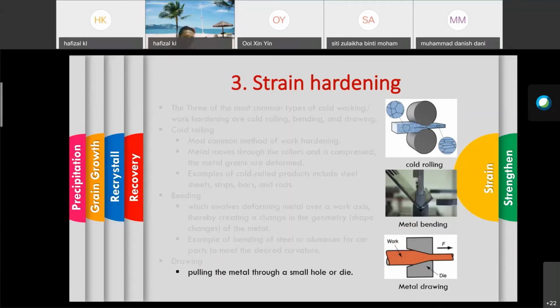Okay, this one is related to the pulling of metal through a small hole or die. In this case we have a steel bar or aluminium rod, from a bigger diameter, and finally we want to produce a different diameter. So we introduce this kind of drawing process. Basically, it happens at room temperature.